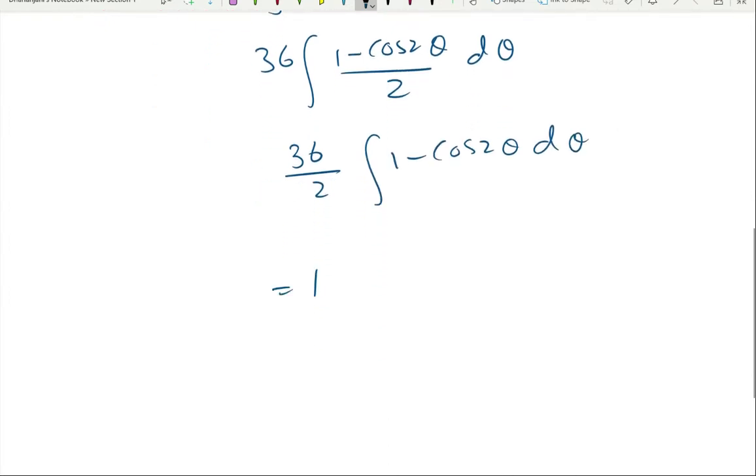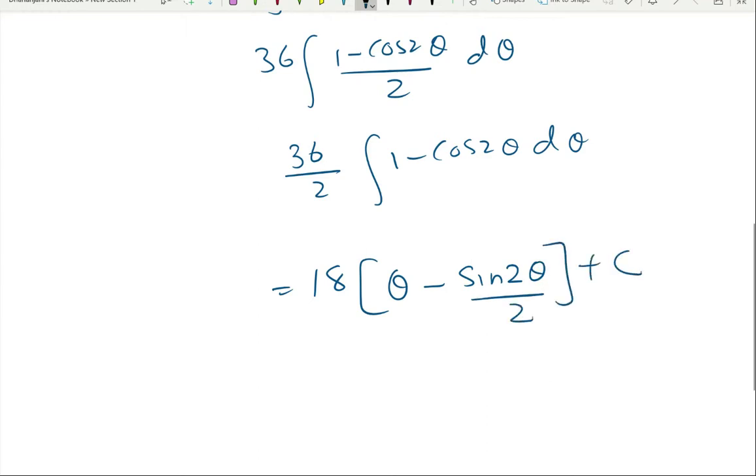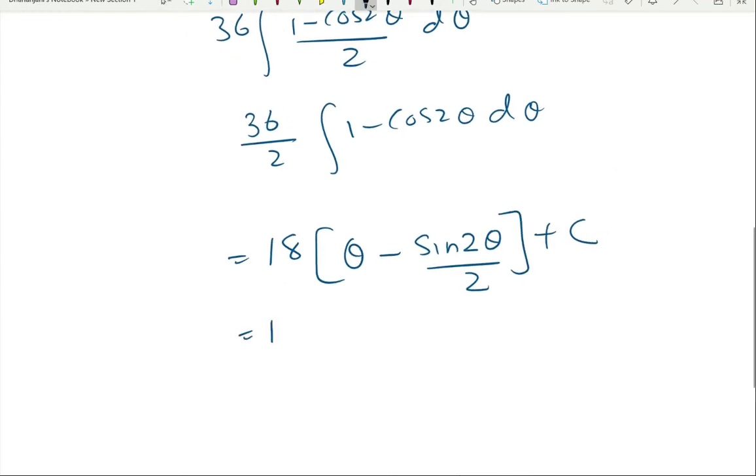36 over 2 is 18. If you integrate 1, you get theta. If you integrate cosine 2 theta, you get sine 2 theta over 2, right? Plus c. Now the next thing you want to do is get rid of that 2 theta, please. It will help you when you want to convert theta back into x.